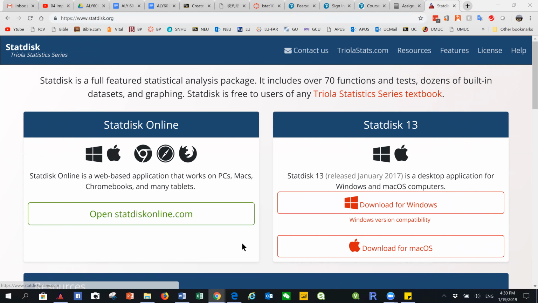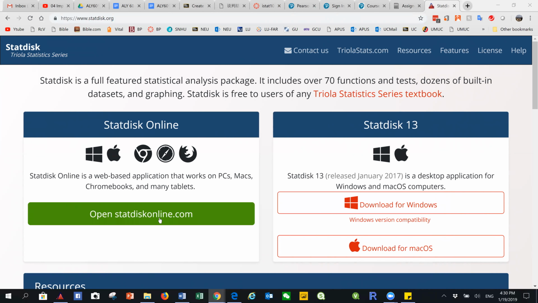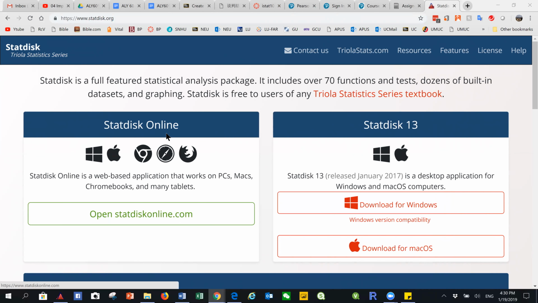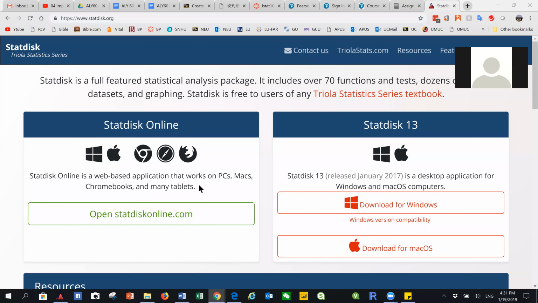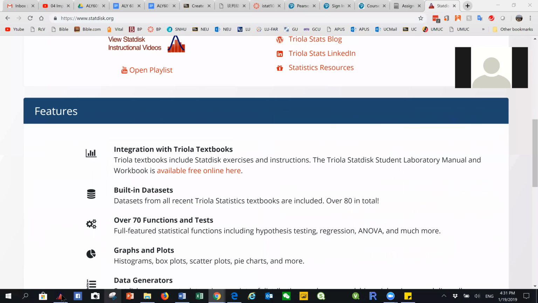Open it and you will see what I see on my screen, where you can open an online account, which is free, or download it. I have one on my computer, so I open it, and you should be able to see it now. Then I click on analysis. I will see the probability distribution.